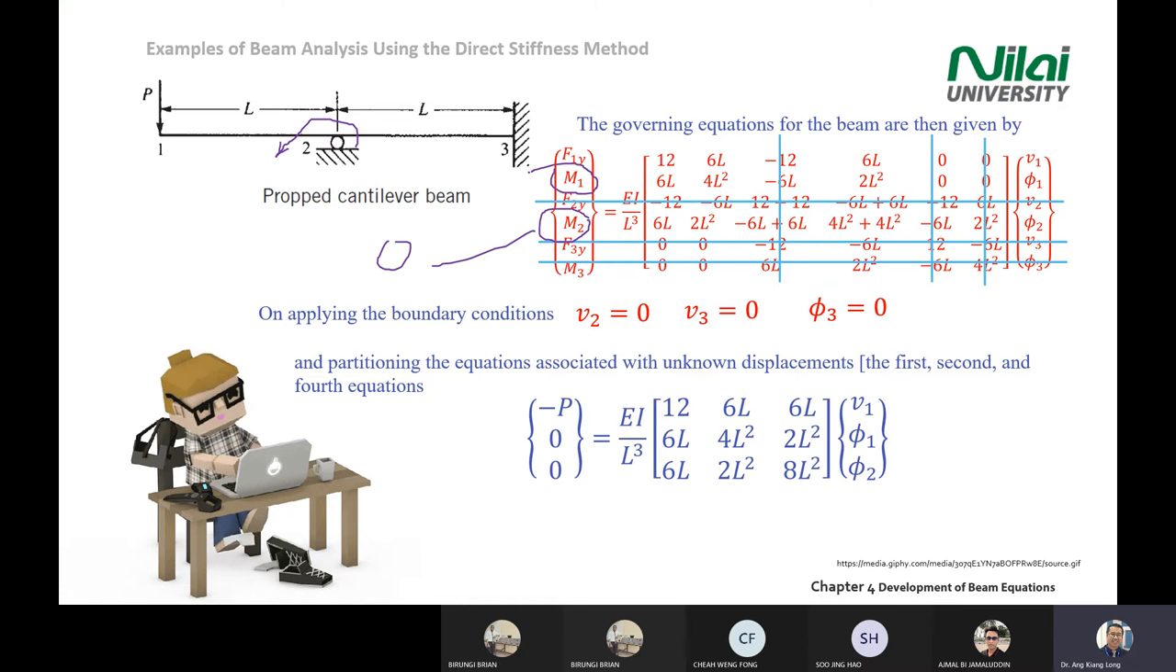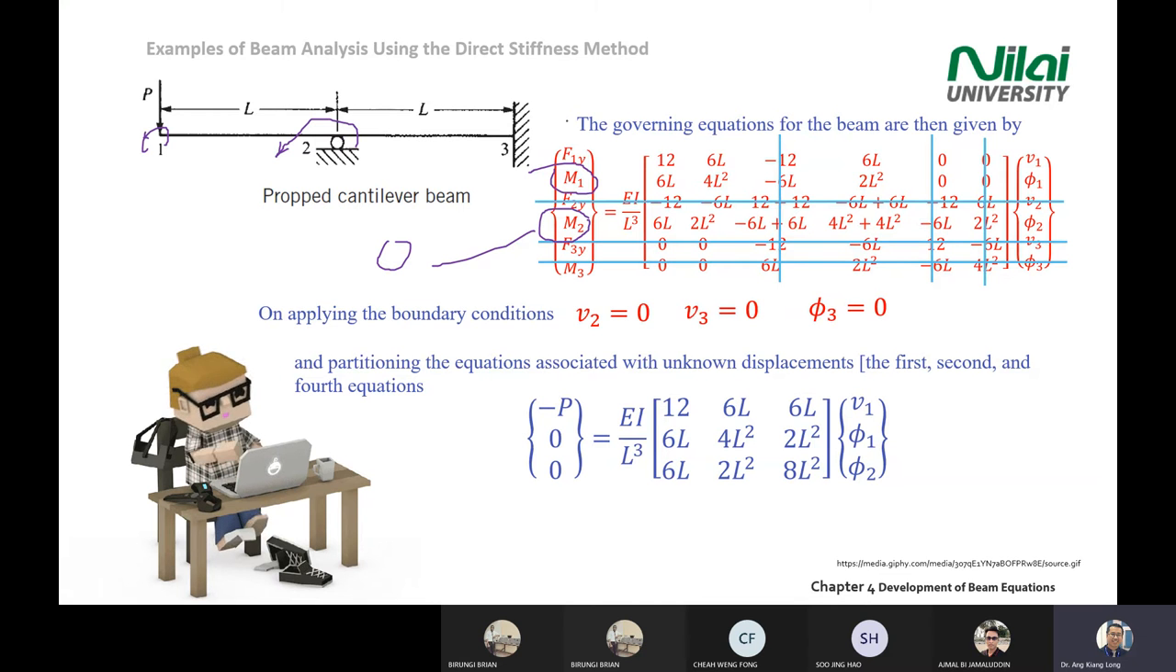M1 is also the same. M1 is also free to rotate. There's no resistance here. Not like M3. You understand the M meaning, right? Yes, sir. Okay, so that's why you get zero here. Of course, point two can also move left and right. But as long as it is free to move, then it becomes zero.